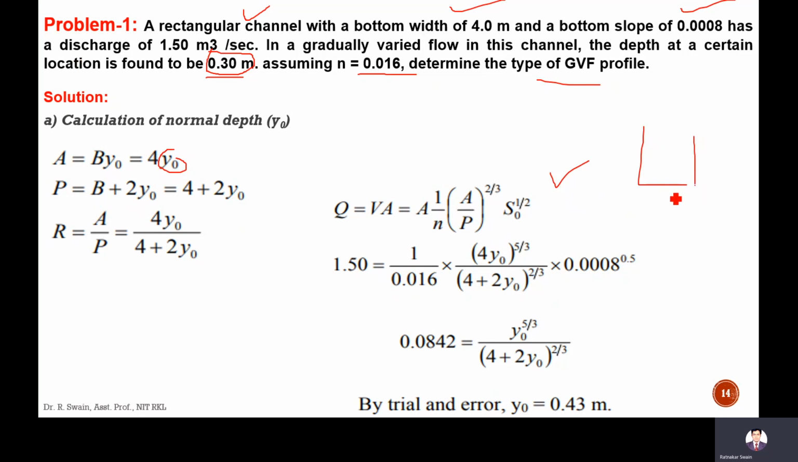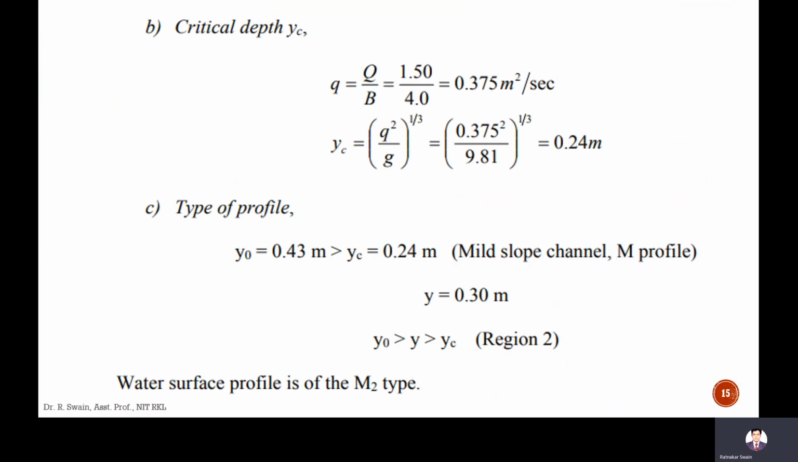So here this is the B, and this is the flow surface. This depth plus this width plus this depth is your wetted perimeter. That means B plus 2y naught, which is 4 plus 2y naught. So R is A by P, 4y naught divided by 4 plus 2y naught. If we put everything in this Manning's equation, by using the trial and error method, we can calculate the normal depth, which is 0.43 meter.